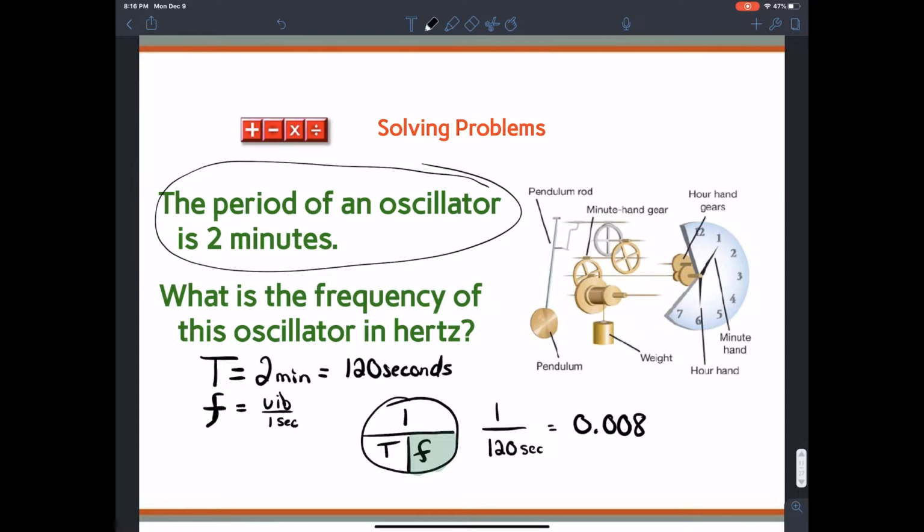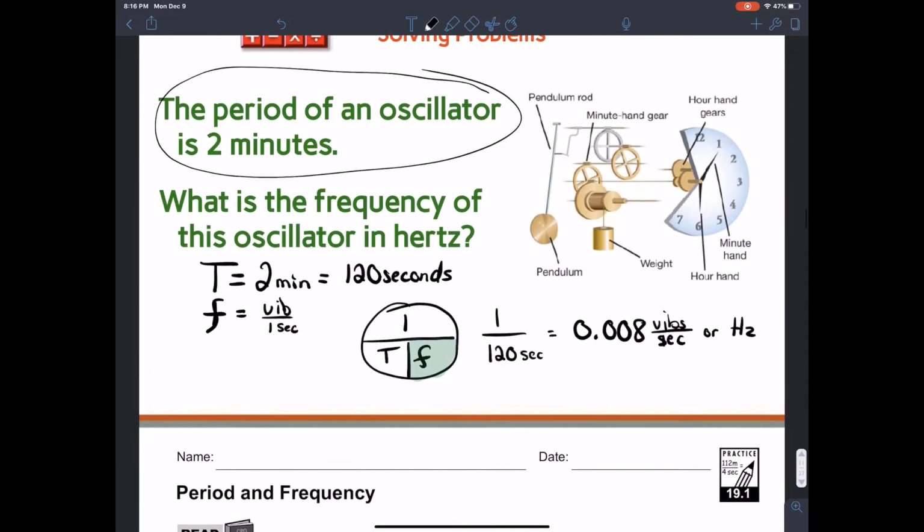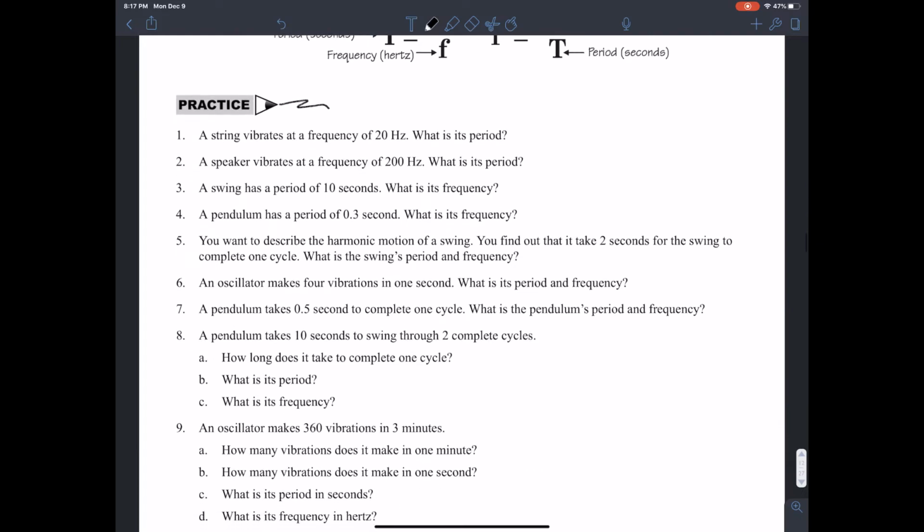0.008. Now there are 2 ways that we could write down our unit of measurement for this. Now that is rounded off, by the way. You could put down 0.008 vibrations per 1 second, or you could simplify that and just say 0.008 hertz is what you could have.